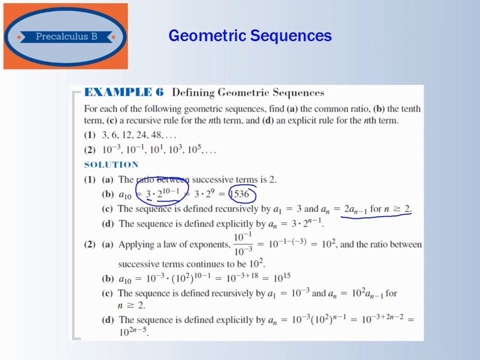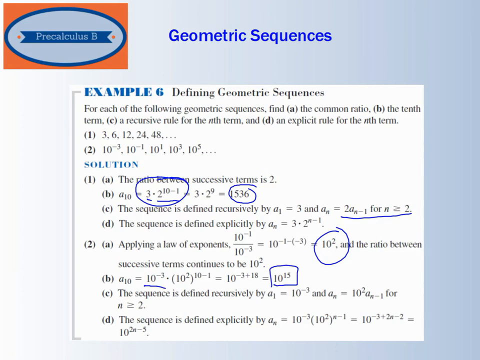For the second one, we can apply the laws of exponents to work out the ratio when we do the division. We take the second term divided by the first term, and it's 10 to the negative 1 over 10 to the negative 3, which gives us a ratio of 10 squared, which we could also say the ratio is 100. To then find a sub 10, we would just say that it's the first term, 10 to the negative 3, times that ratio, 10 squared, raised to the 10 minus 1, which gives us, when we simplify, 10 to the 15th.